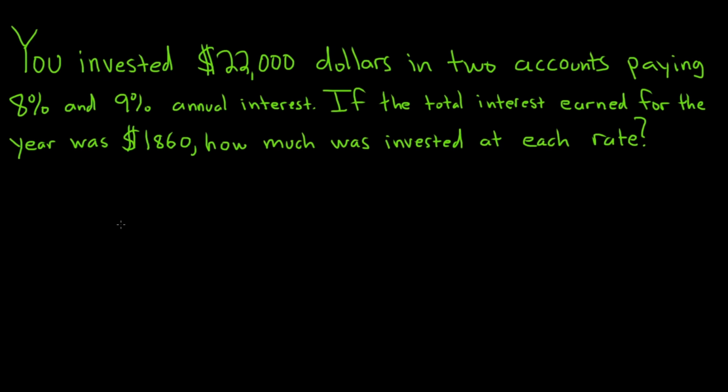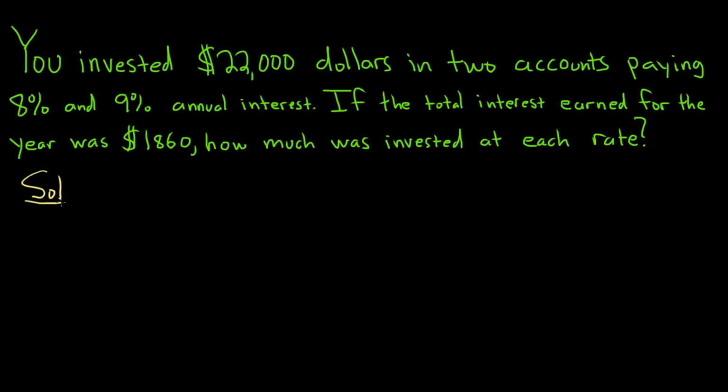Good luck. You invested $22,000 in two accounts paying 8% and 9% annual interest. If the total interest earned for the year was $1,860, how much was invested at each rate? Let's go ahead and work through this one.